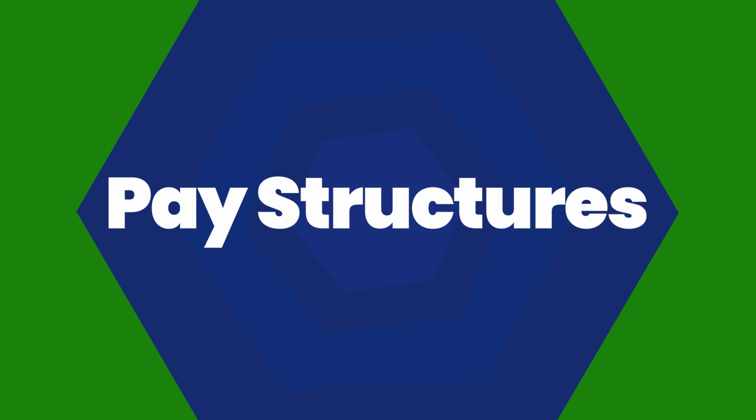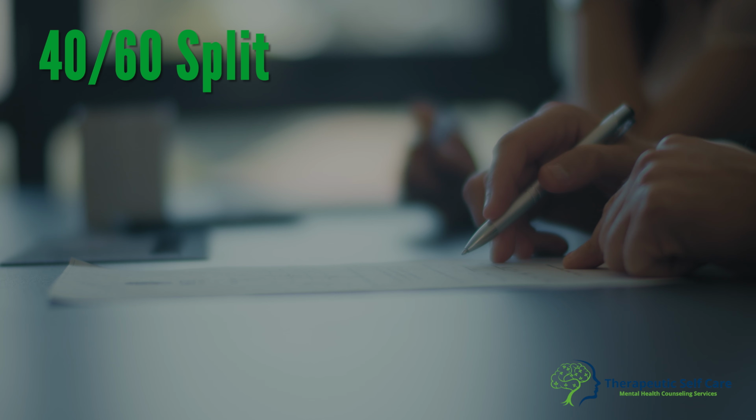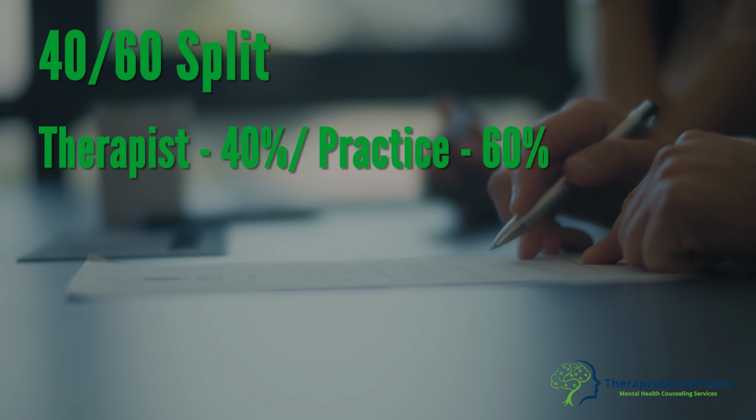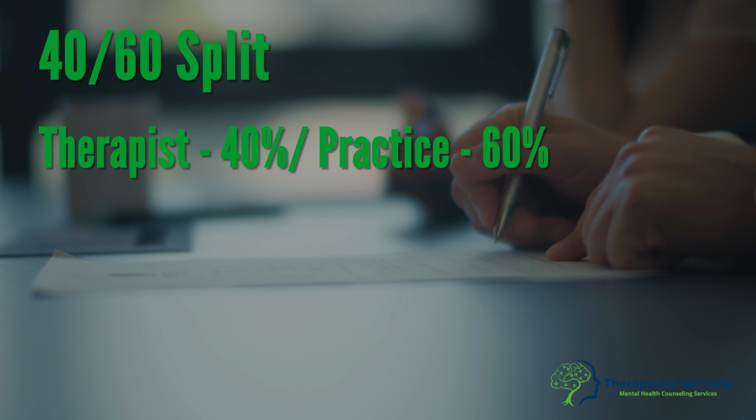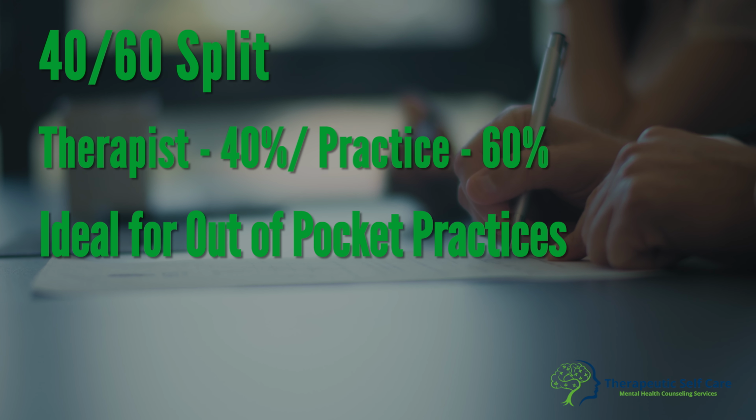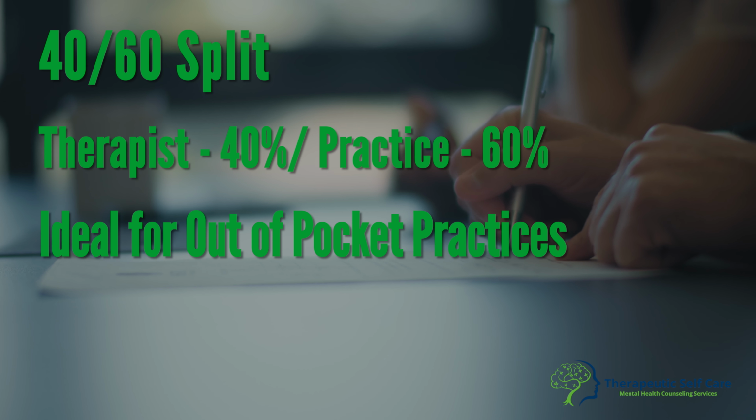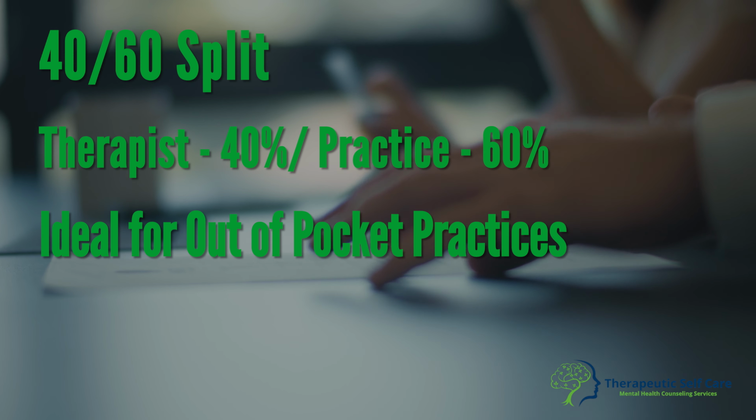Now that you understand how to set up your new hire, either as a W-2 employee or a 1099 contractor, let's talk a little bit about the different pay structures that you can use at your practice. The first pay structure that we're going to talk about today is the 40-60 split. This is where the therapist receives 40% of that reimbursement rate, while the practice receives 60% of that reimbursement rate. This type of pay structure is ideal for practices that don't take insurance and are solely out of pocket. Because insurance companies can vary in how much they reimburse us, it can become inconsistent with this 40-60 split.